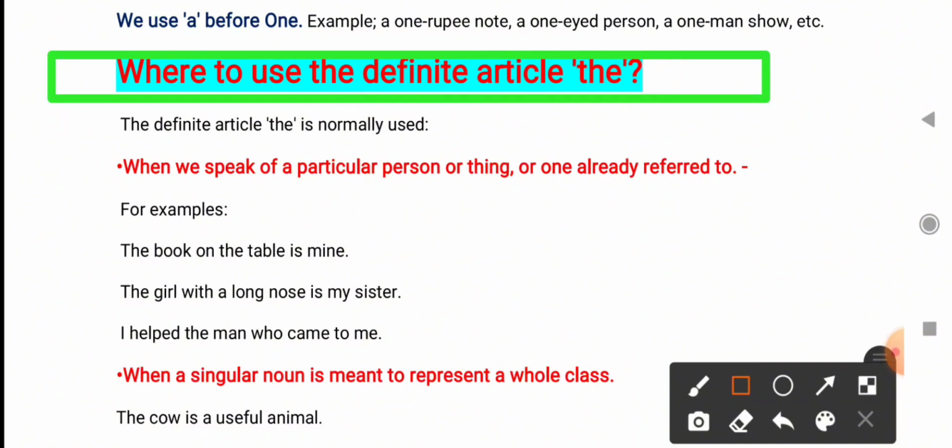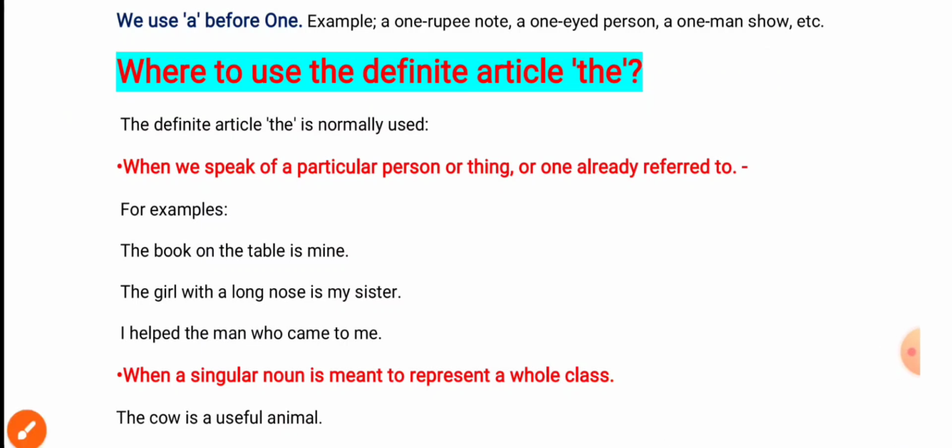Please look here properly and get the concept clearly, otherwise you will make mistakes while solving problems, or while talking to people, in conversation, or while writing. Anyway, it's important, so please give your proper attention here. The definite article the is normally used while speaking of a particular person or thing, or one already referred to.